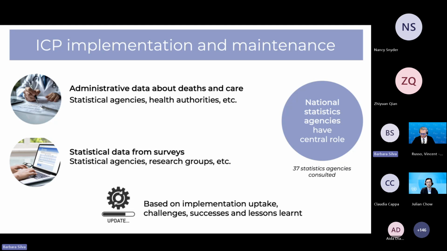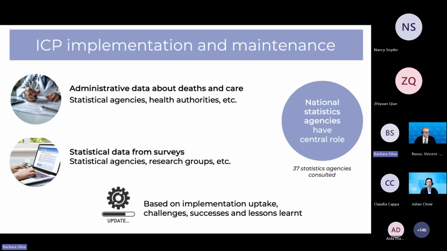So thinking about implementation and maintenance of the ICP, we see 2 target utilizations. The ICP can be used in administrative data about deaths and care to improve this data. And here, we are thinking especially about death certificates and clinical records. Secondly, the ICP can also be used in surveys to generate statistical data, and we have used that in the mortality followback survey of bereaved relatives that we have conducted as part of the UL in Place project.